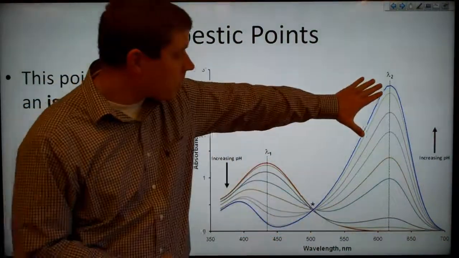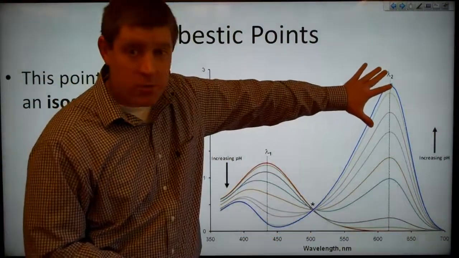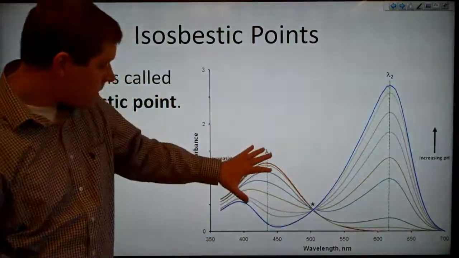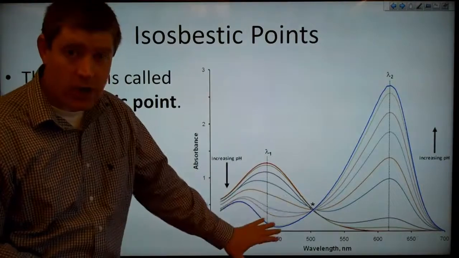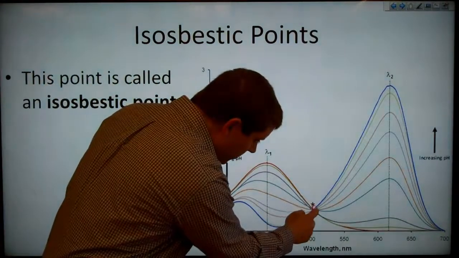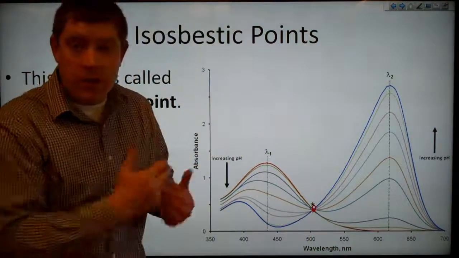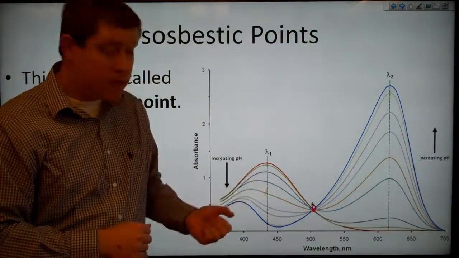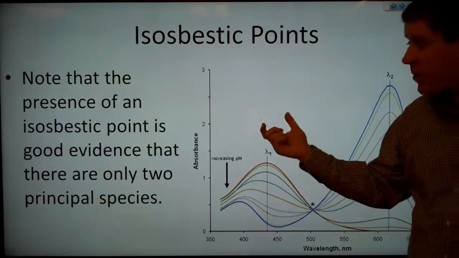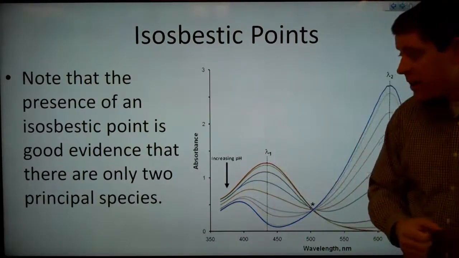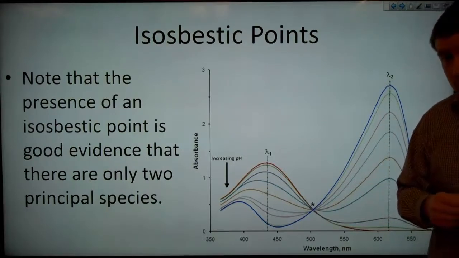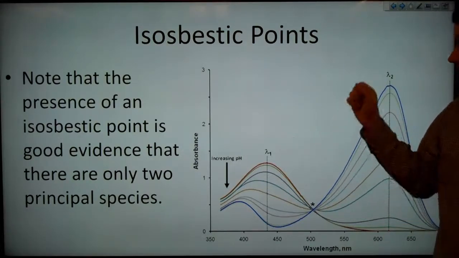Note here that we're going from an absorbing species that absorbs strongly over here to an absorbing species that absorbs strongly over here. Now, at this point, all of our spectra are crossing, so that is our isosbestic point. Note here that the presence of an isosbestic point is very good evidence that there are only two principal species. This doesn't guarantee that there are only two principal species, but it is good evidence that there might only be two.